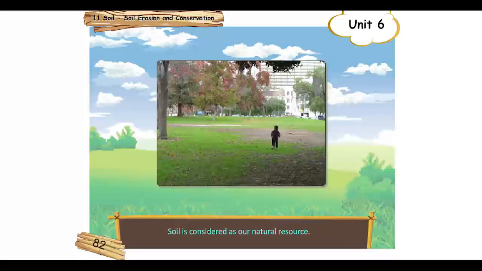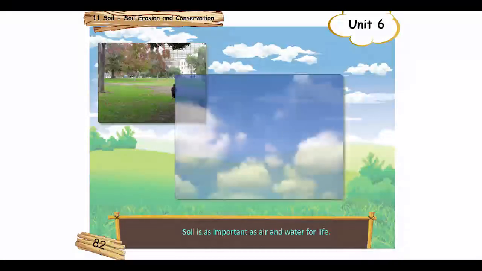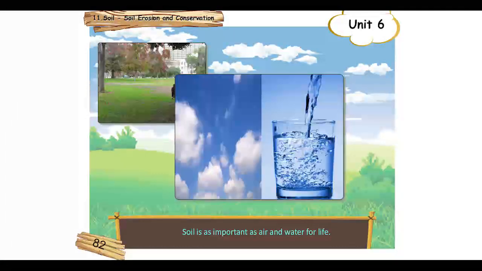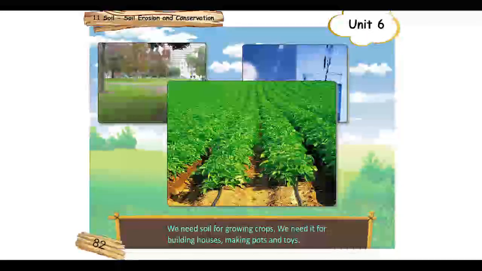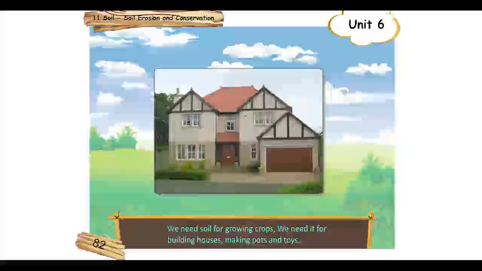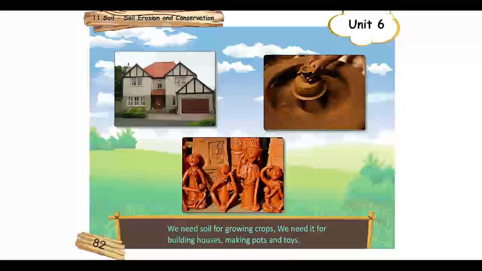Soil is considered as our natural resource. It is important for our survival. Soil is as important as air and water for life. We need soil for growing crops. We need it for building houses, making pots and toys.